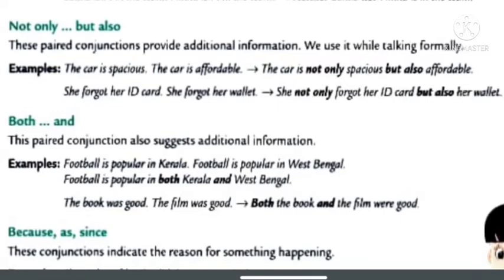Another example, she forgot her ID card, she forgot her wallet. So it gives us additional information. Not only did she forget her ID card, she also forgot what? Her wallet. Okay. She not only forgot her ID card, but also her wallet. Now the next conjunction, both and. This paired conjunction also gives us extra information, additional information.